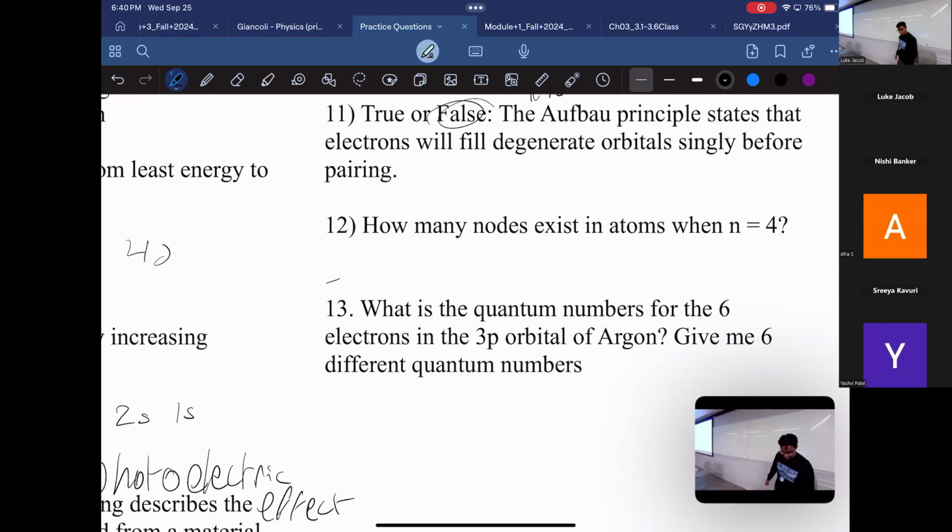Okay, how many nodes exist in n equals 4? 3. Yeah! Can you go over this one? Nodes is a very simple concept, right? Nodes equals n minus 1. That's all. Very, very quick. Yes, okay.